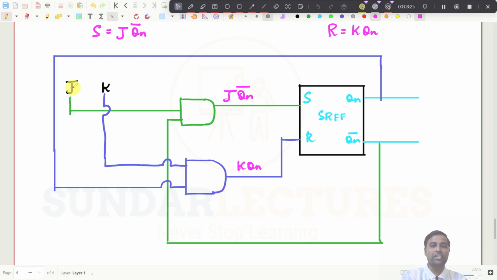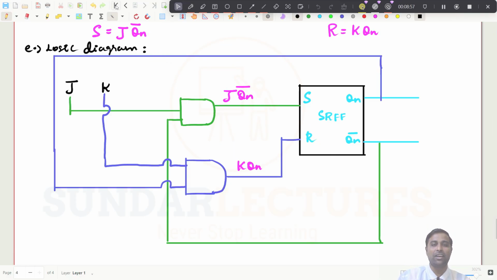And now, I can give the input as 0, 0. If it is 0, 0, then the output will be no change. If I give 1, 1, the output will toggle now. In an SR flip-flop, there is no toggle possibility. But now it will happen, because I have just converted this SR flip-flop into a JK flip-flop. Like this, you need to convert the SR flip-flop into a JK flip-flop, and this is the logic diagram, right?